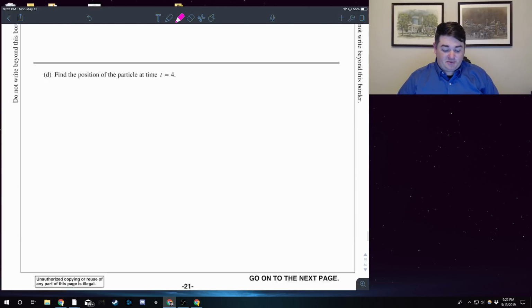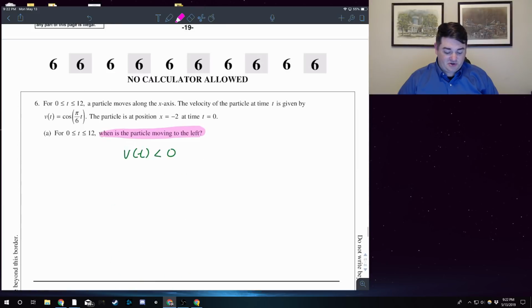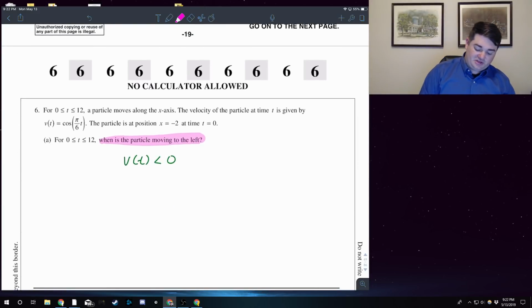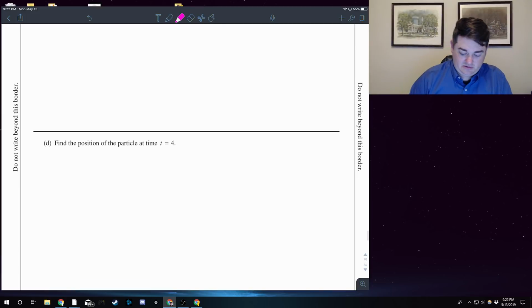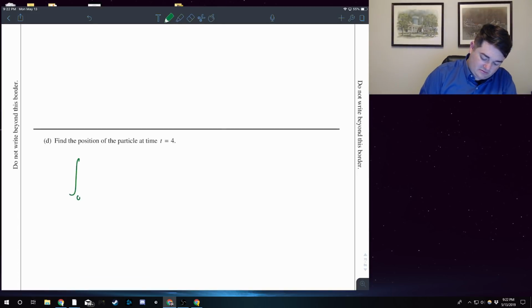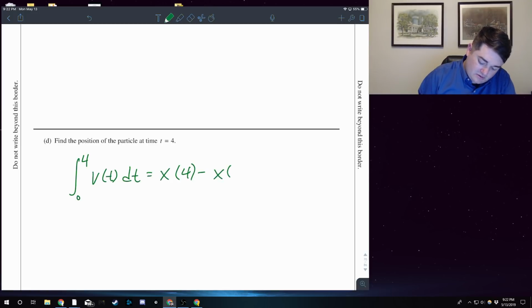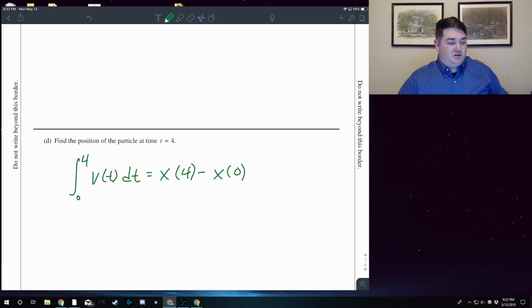Find the position of the particle at time 4. So this is just an initial condition problem. You have this initial condition right here. So you're going to set up an integral from 0 to 4 of velocity. Plug in what you know, solve for what you don't.